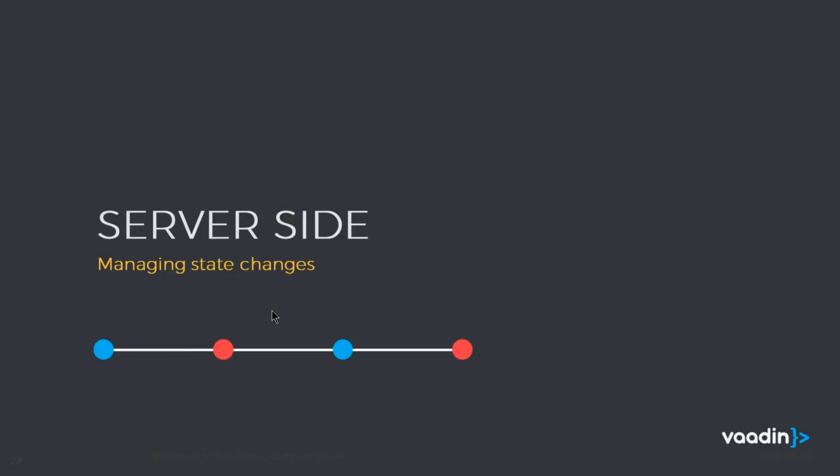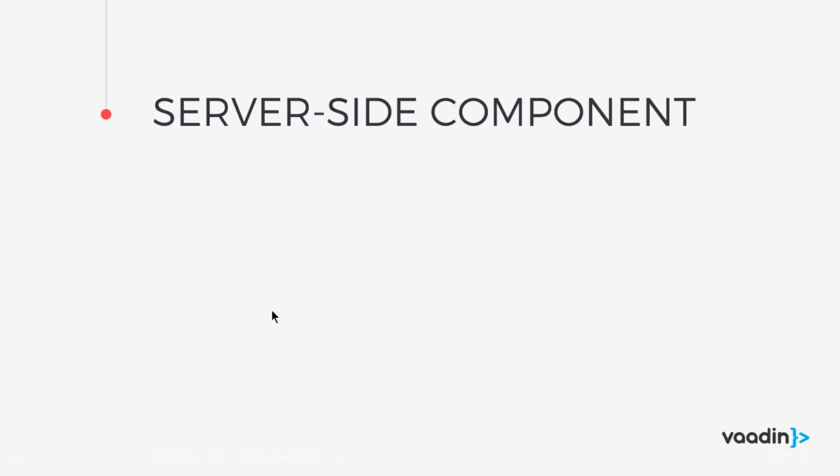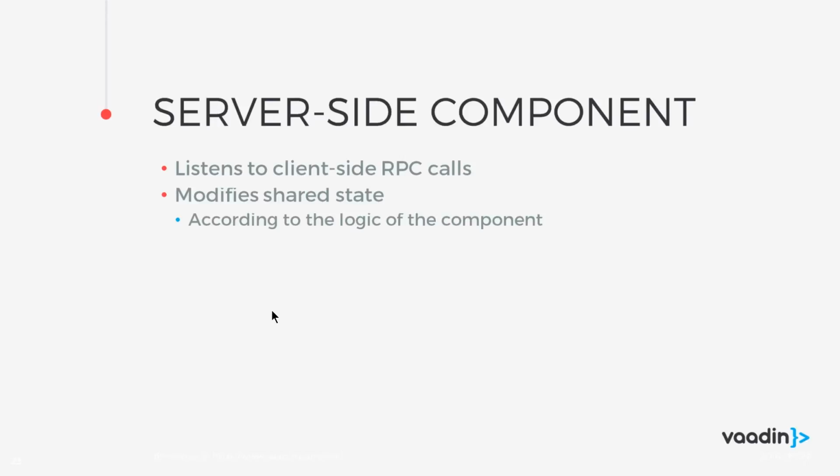With this in mind, let's take a look at the server side, so the part that maintains the state changes and kind of controls the business logic of our component. Basically, the server-side component listens to the client-side calls. So whenever something happens in the widget, an RPC call is made to the server, and then we modify the shared state according to that.